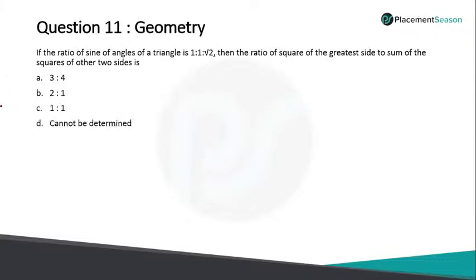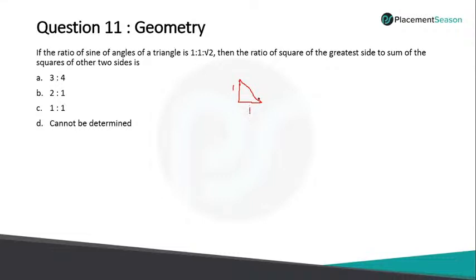Next question. A question from geometry, right? If the ratio of sines of the angles of the triangle is 1 is to 1 is to root 2. It seems a very simple question. Then the ratio of the square of the greatest side to the sum of squares of the other two sides is what? Let us draw that triangle. It's a right angle triangle, and the sines of the angles are 1 is to 1 is to root 2. So it is nothing but a simple Pythagoras theorem question, right?